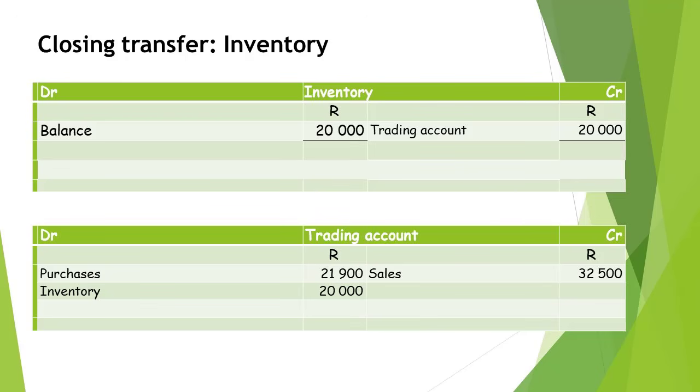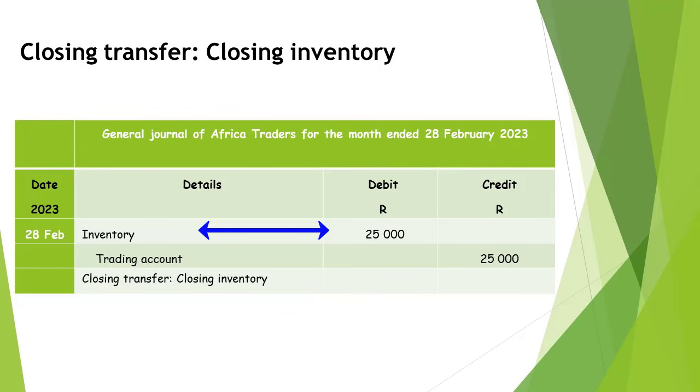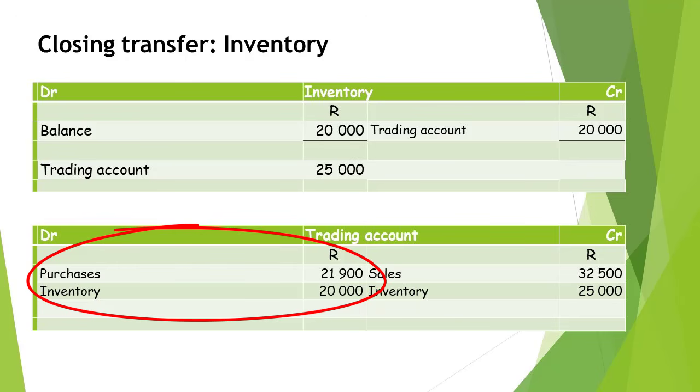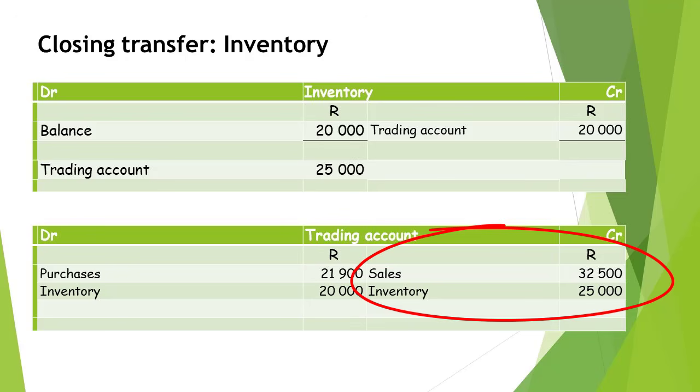Since all inventory is currently recorded in the trading account, to record the closing inventory in the inventory account, the trading account will be credited with the amount of the closing inventory as determined during the inventory count. The inventory account will be debited with 25,000 Rand and the trading account will be credited with 25,000 Rand. Once the closing inventory has been recorded, the trading account will reflect an entry for purchases and opening inventory on the debit side, and the sales entry and the closing inventory on the credit side.